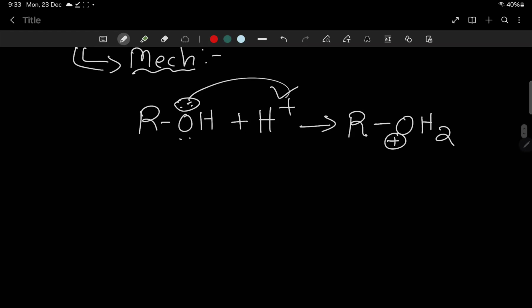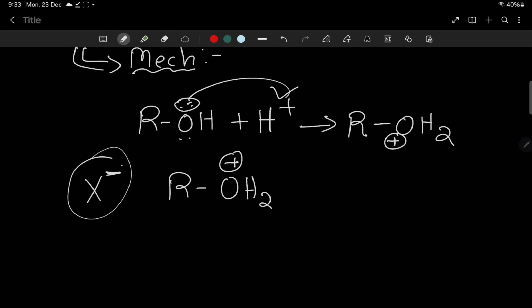Now what happens? We got this thing. X minus is very intelligent at this very unstable state, because look, oxygen is the second most electronegative element, and it has a positive charge on it. It is very unhappy. So the halogen tells it, I have an electron pair with me. It will go and attack here at the carbon attached to oxygen.